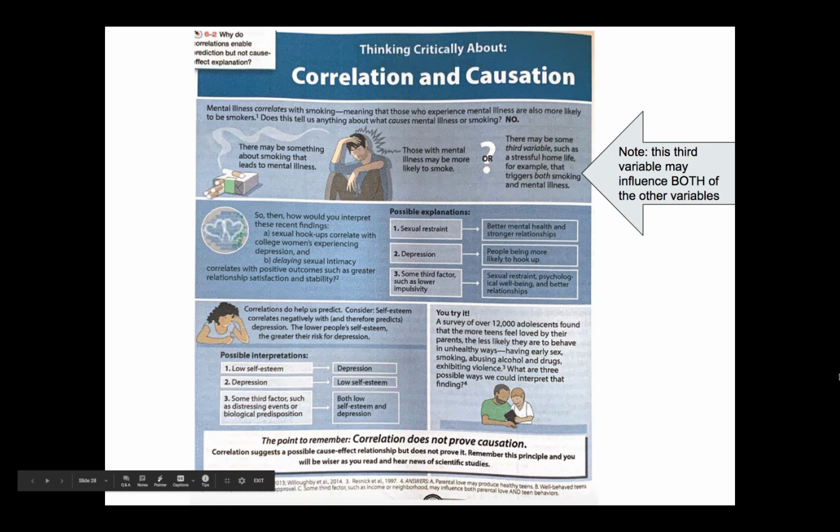Welcome back. Today we're talking about correlation. So we have already talked about the experimental model. We talked about experimental methods being the only way that we can find a causal relationship between two variables. So today we're talking about correlation.